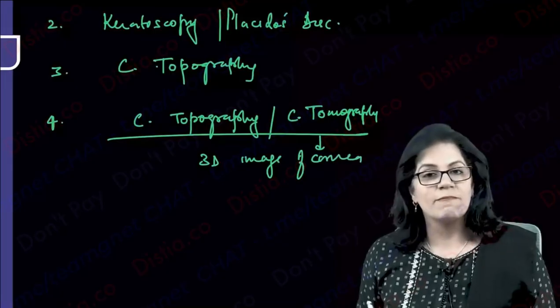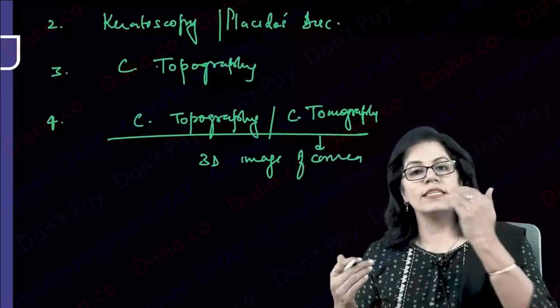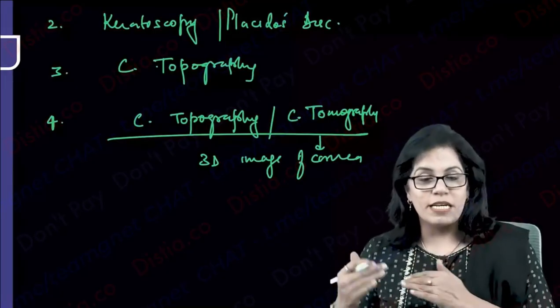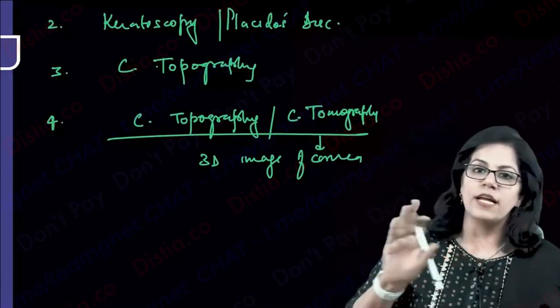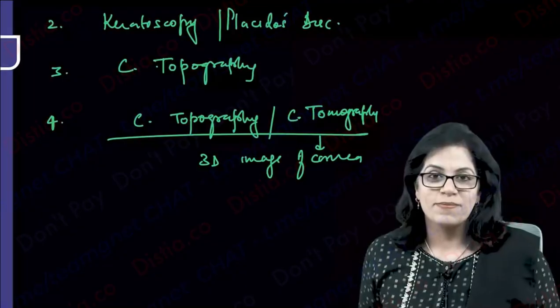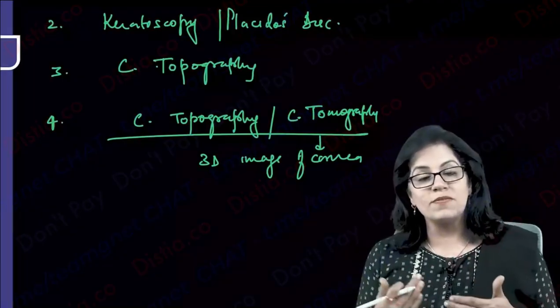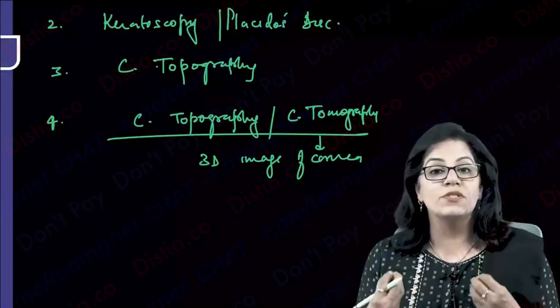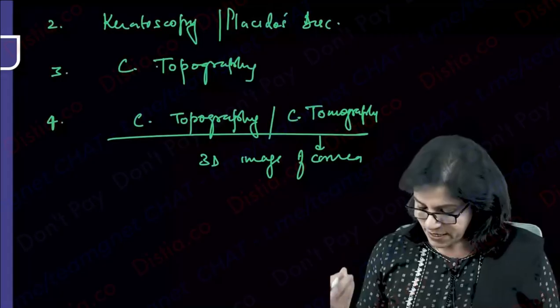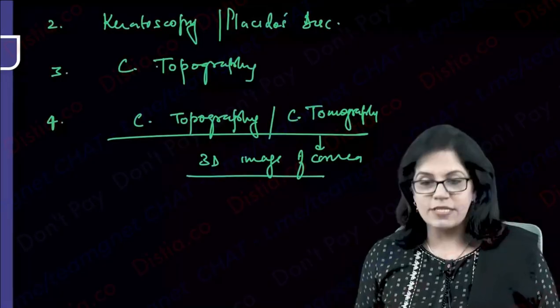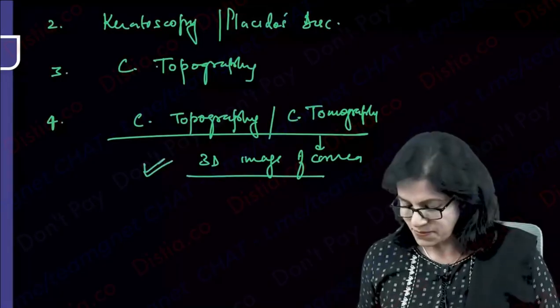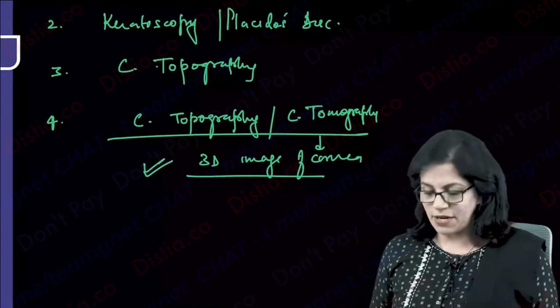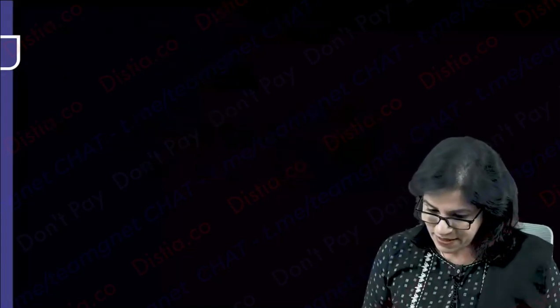What is the difference? Think yourself. Normally, you are only assessing the anterior surface of cornea, but in tomography, you will be able to assess both anterior and posterior surface. Now, why is it so important to assess the posterior surface? Because initial changes in keratoconus start from the posterior surface of cornea. Therefore, this becomes a more sensitive investigation.